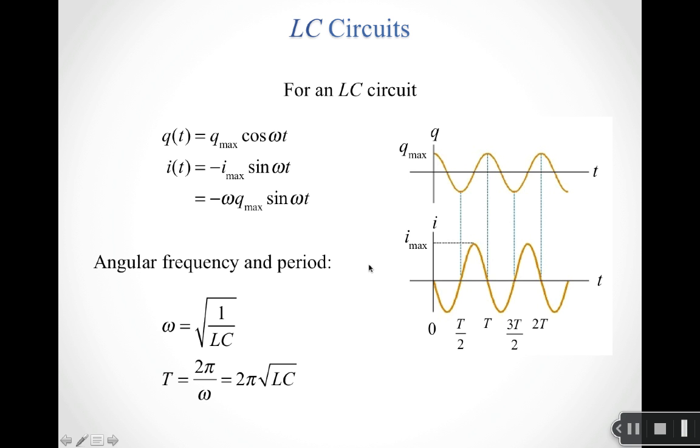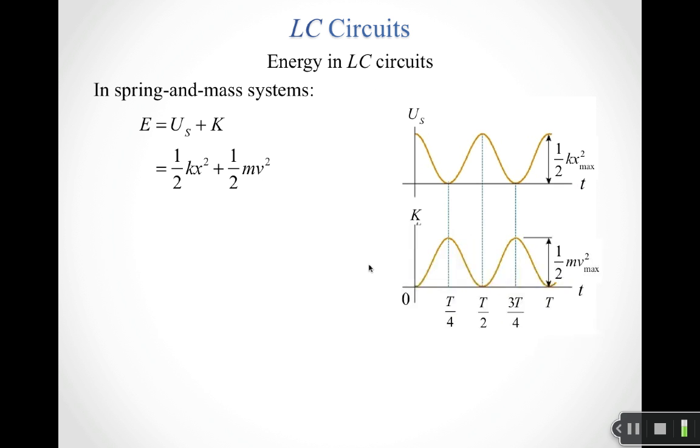So for our LC circuits, here are the equations, and they work exactly the same way in describing what's going on in the LC circuit as a function of time as our equations did for the spring and mass as a function of time that we learned in 221. The other thing that we kept track of for the spring and mass in 221 was the energy. In a spring and mass system, the total energy is the elastic potential energy of the spring plus the kinetic energy of the mass, so 1/2 kx squared plus 1/2 mv squared.